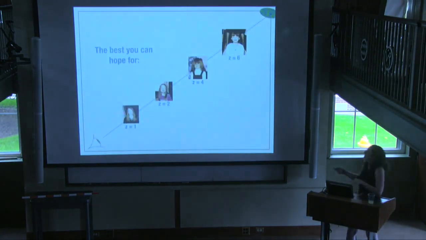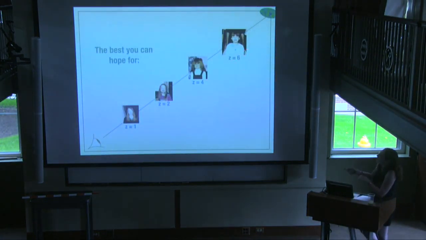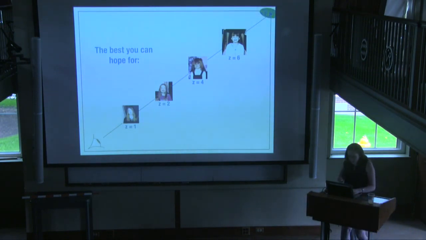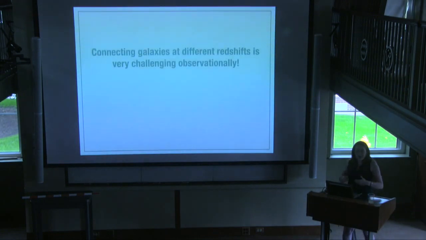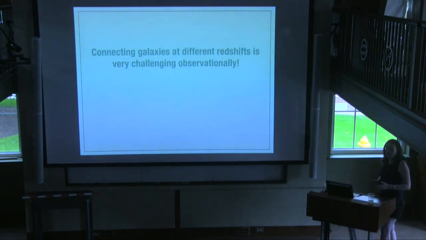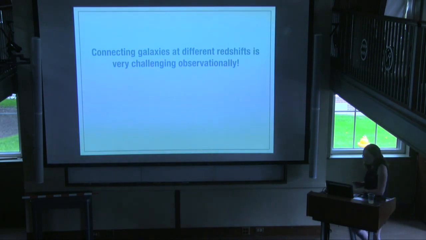And so this kind of evolution is the best that you can hope for to identify galaxies which evolve in similar ways and try to link them together across redshifts. So the point that I'm trying to make, which I hope you have picked up on by now, is that connecting galaxies at different redshifts is very challenging observationally, and there's a lot of uncertainty associated with it. We haven't quite figured out how to do it really correctly yet.